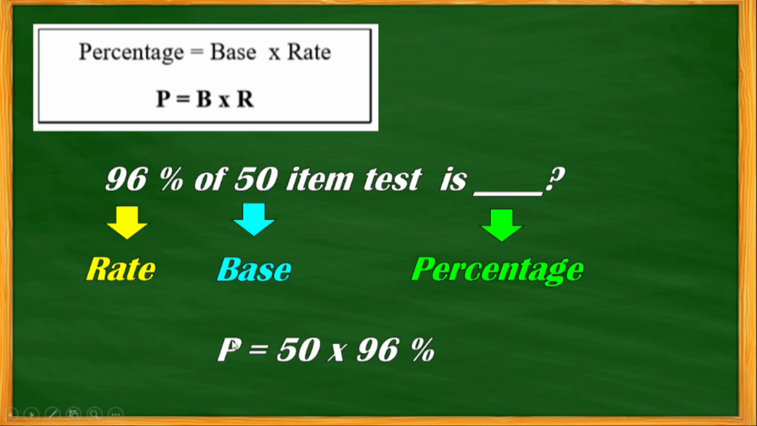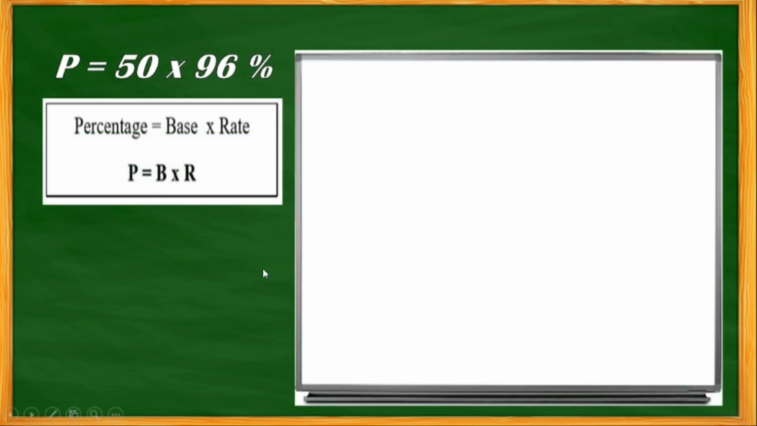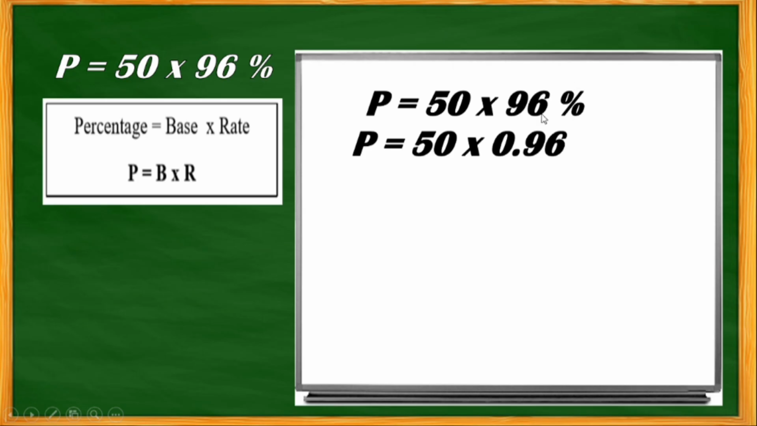So percentage is the unknown, so P is equal to 50, which is the base, times the rate, which is 96%. Let's solve. So P is equal to 50 multiplied by 96%. First, change the percent to decimal. To change this to decimal, you just move the decimal point to the left 2 places, and then remove the percent sign. Then multiply 50 by 96 hundredths, so 9600 multiplied by 50.